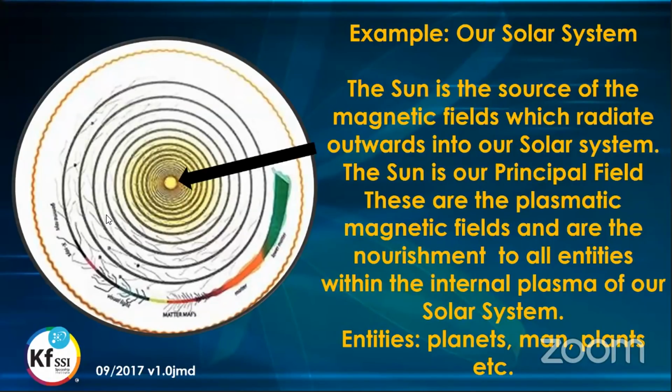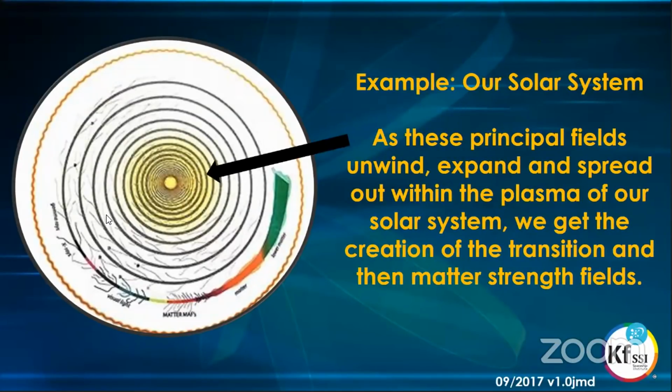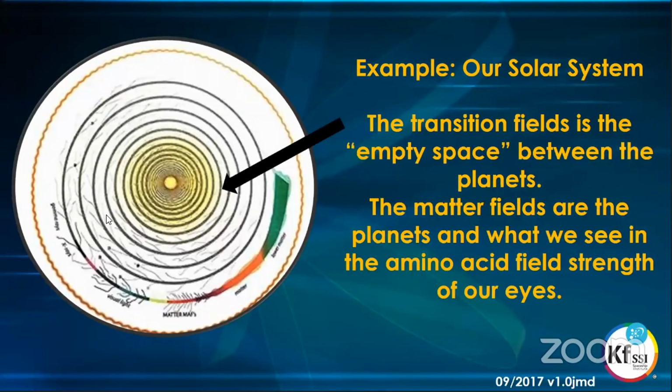So if the sun is our principal field, then as these principal fields unwind and expand and spread out within the plasma of our solar system, we get the creation of the transition and then the matter strength fields. The transition fields are sort of what we call the empty space, because we just don't see it. The transition fields are in between all the planets.